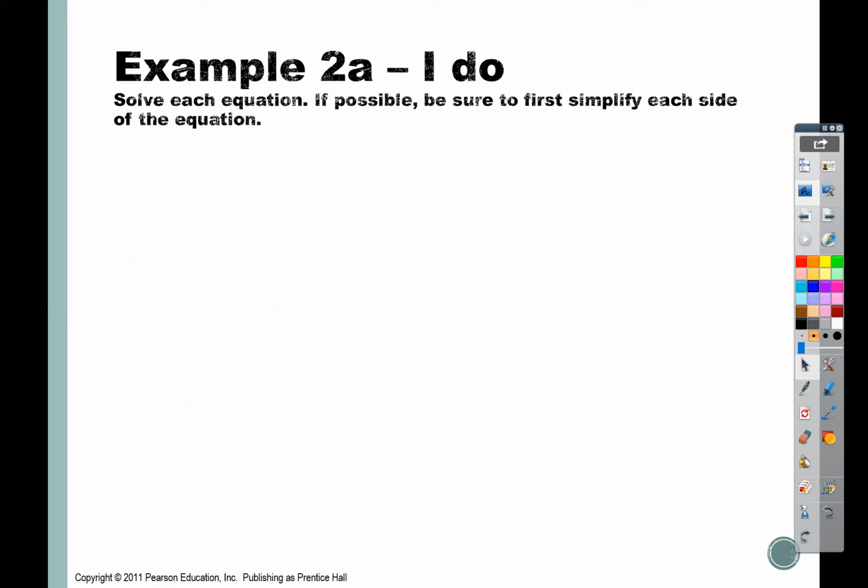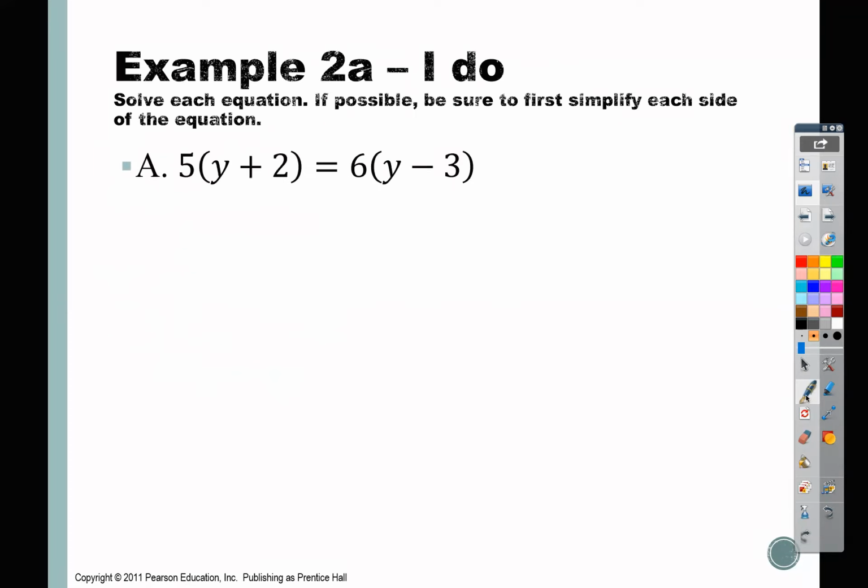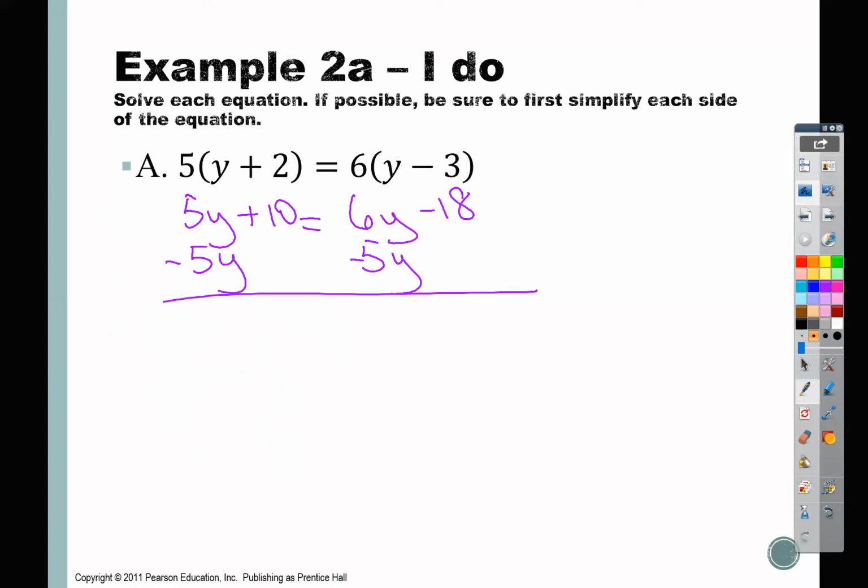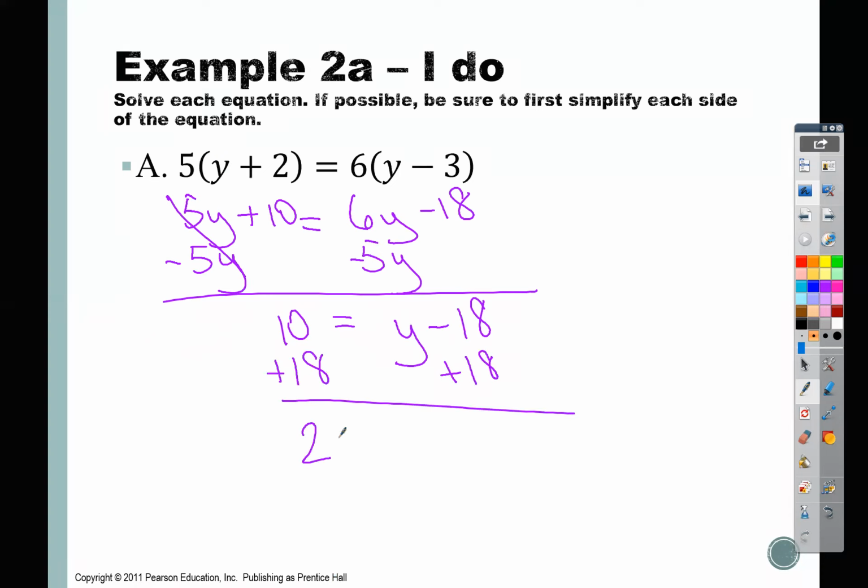So solve each equation if possible. Be sure to simplify each side of the equation. So in A, we're going to have to distribute. So I'm going to distribute this 5. So I get 5y plus 10 equals 6y minus 18. Now, I need to get my y's together. I always want to try to keep a positive variable if I can. So I'm going to subtract the 5y. When I do, I get 10 equals 1y minus 18. Then I need to isolate the y, so add 18 to both sides of the equation, and you get y equals 28.